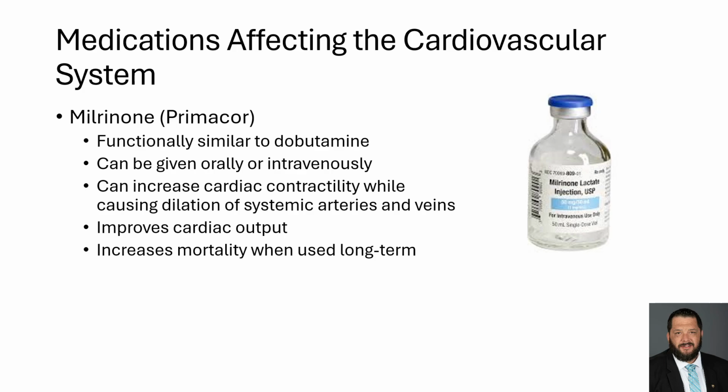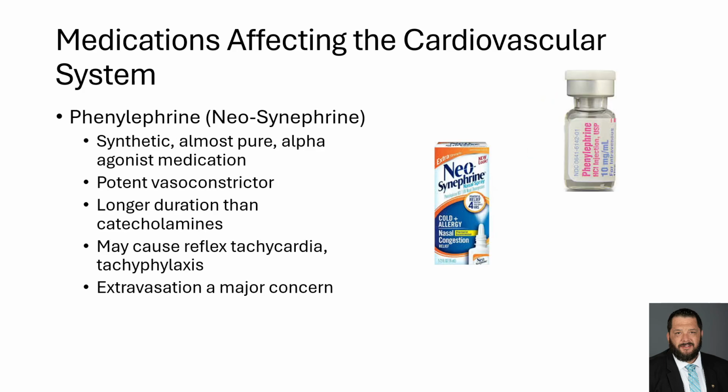Milrinone or Primacor is functionally similar to dobutamine. It can be given orally or intravenously. It increases cardiac contractility while causing dilation of systemic arteries and veins. It improves cardiac output, but does increase mortality if it's used long-term.